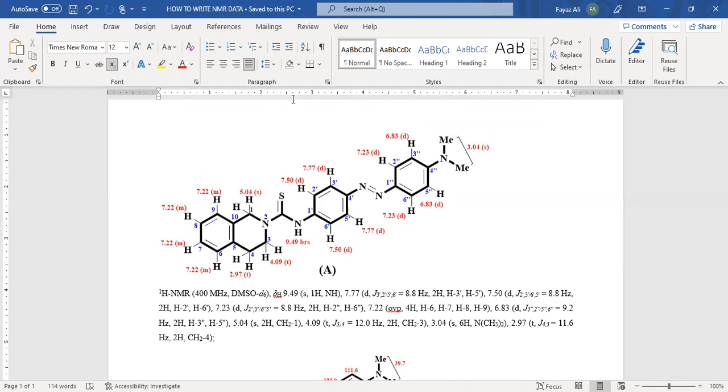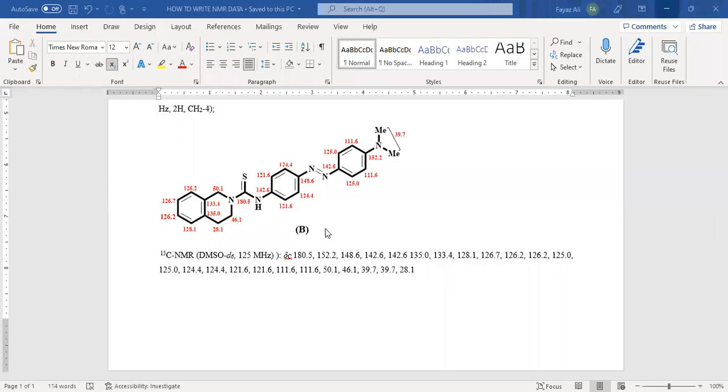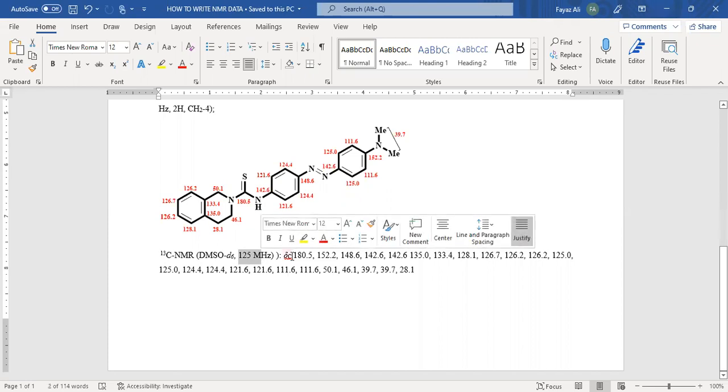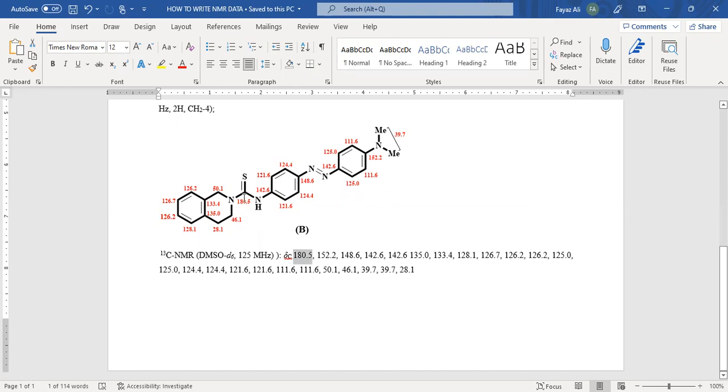Let's discuss how to write the C13 NMR for this structure using C13 NMR in DMSO, 125 megahertz. As we know, we have to write from downfield to upfield. So the most downfield carbon is the carbothioamide carbon.